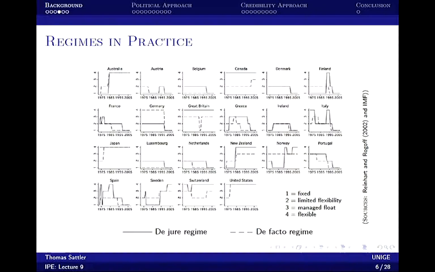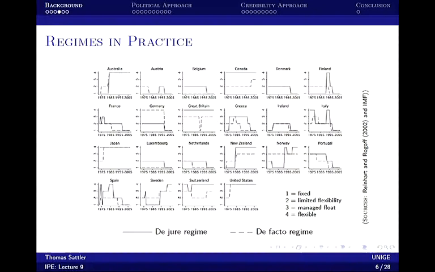So the solid line is what countries say. The dashed line is what countries really do. And then a 1 on this y-axis is a fixed exchange rate, and a 4 is a flexible exchange rate. So 1 is here, that's a fixed exchange rate, and 4 is here, that's a flexible exchange rate. And that's for the different countries from 1975 to 2005. So we see a pattern here.